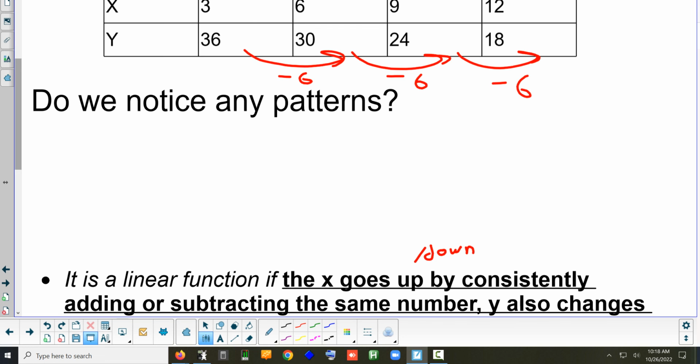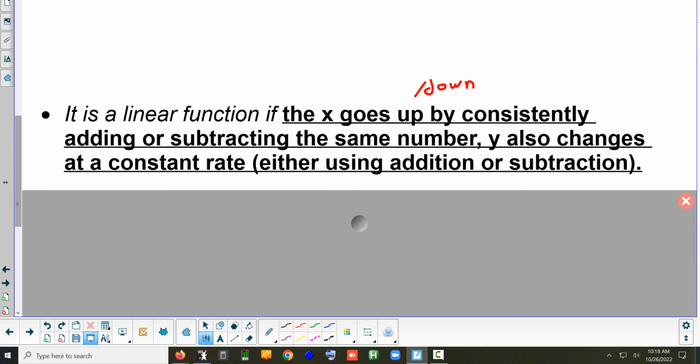So it has to be the same pattern all the way through, which means you need to check it all the way through your table. So you would never have a table of like 50 numbers. That'd be a lot to check. But 4 or 5 is pretty common.